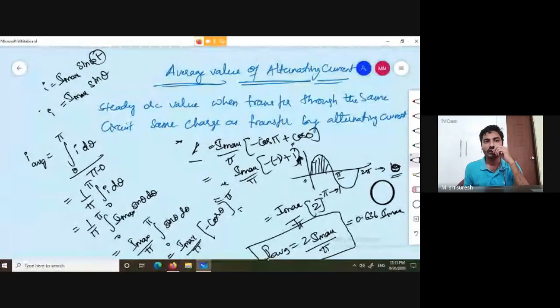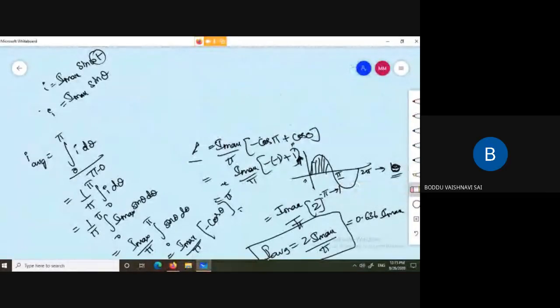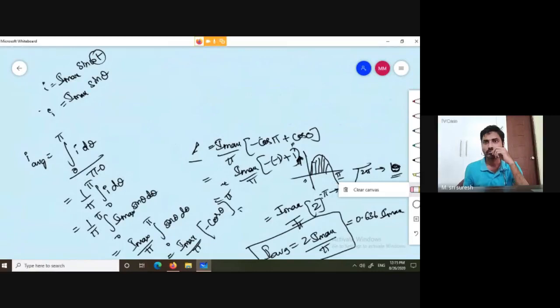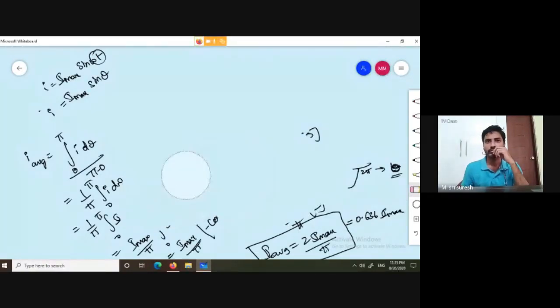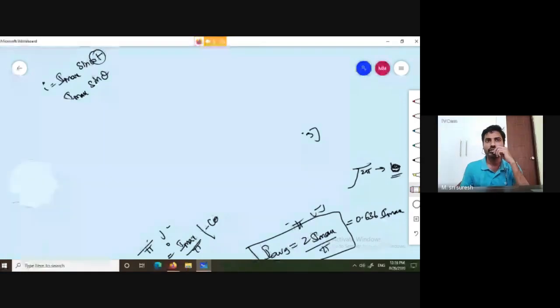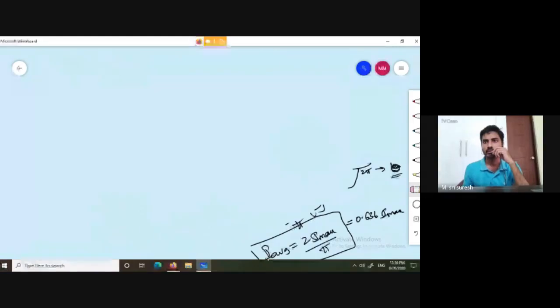So up to here, clear? Any doubts? Yes, sir. So I'm erasing this. So we are getting the I average value as 0.636 I maximum. This is the I average value. So I average is equal to 0.636 I max.